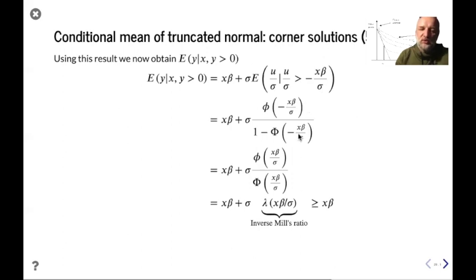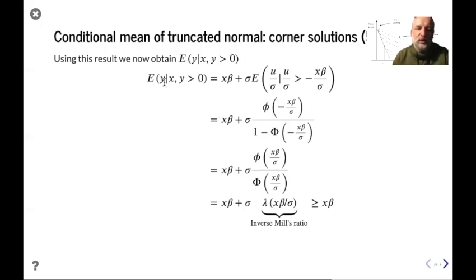So we put that stuff in here, and then essentially because of the symmetry of the normal distribution, we can rewrite this in the following way. This is called the inverse Mills ratio. It has this particular functional form. It's a function of the explanatory variables.